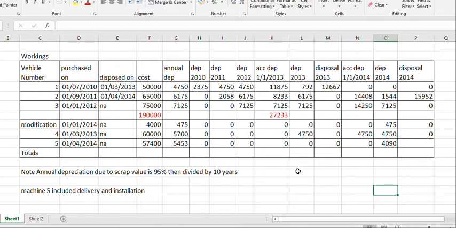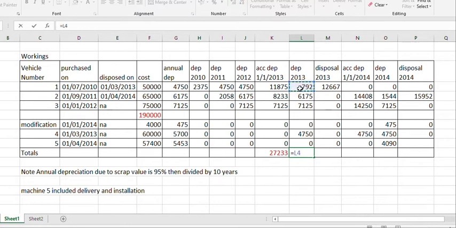So that's the numbers we need. What we need is a few totals. We need the total for accumulated depreciation at the beginning of the question. So we have vehicle 1, vehicle 2, and vehicle 3. I already did that up there actually, so I'm going to delete that and put this in red. So 27,233.